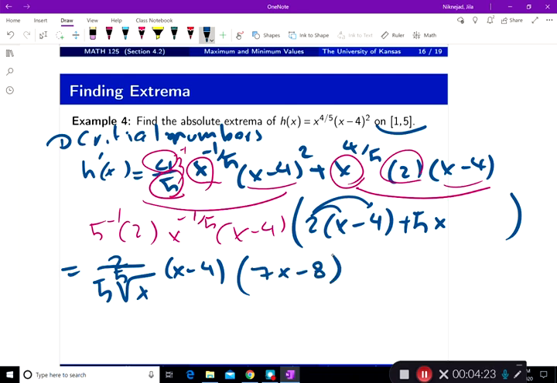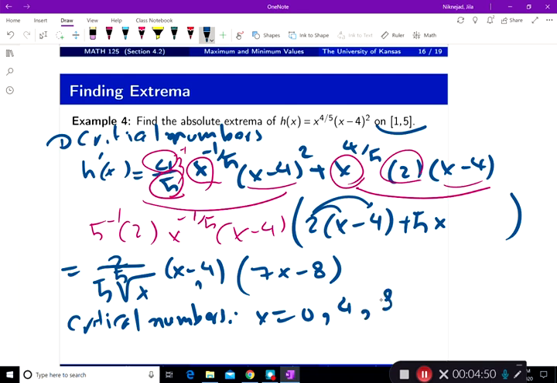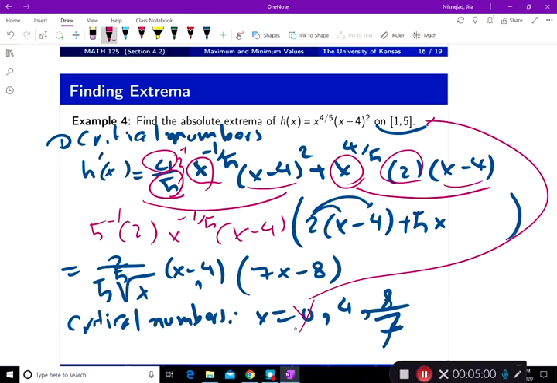Now set this equal to 0 and find the factors. So find the zeros of the numerator, and the zeros of the denominator, because the zeros of the denominator give you where the function doesn't exist. So all the critical numbers are x equal to 0, over here x equal to 4, and over here x equal to 8/7. Out of these, x equal to 0 is not within the domain. Look at this, 0 is not within the domain. So this one, we don't count.